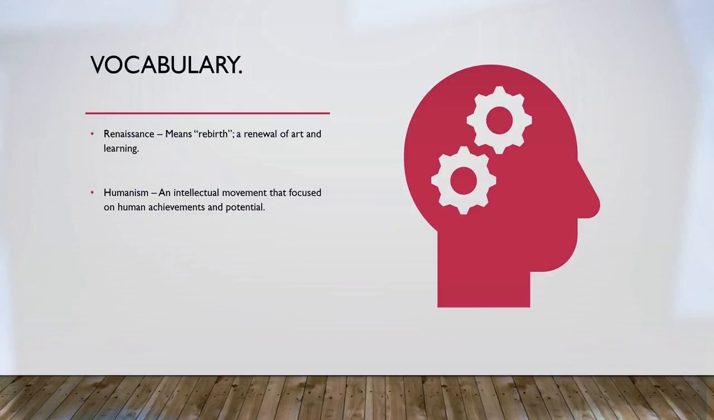And then we have humanism. Humanism is an intellectual movement that focused on human achievements and potential, thinking that humans can do great things and are capable of great things. And that comes about during the Renaissance as well.